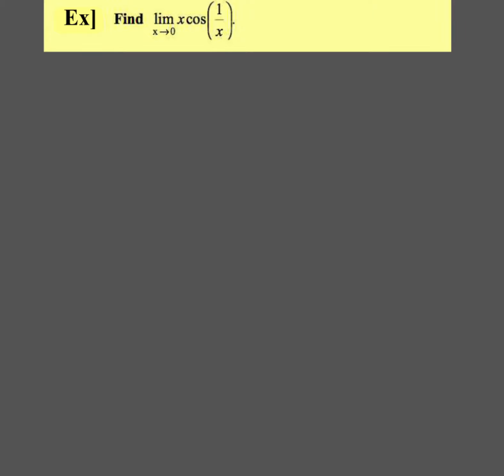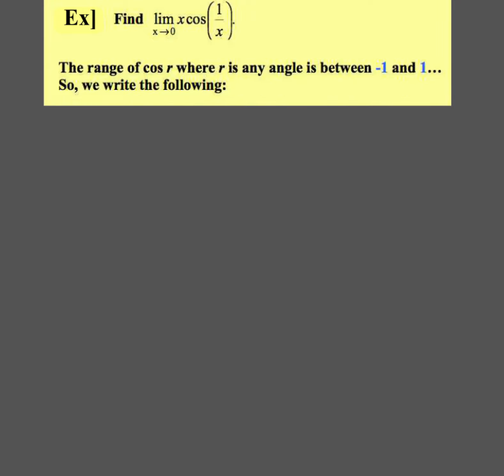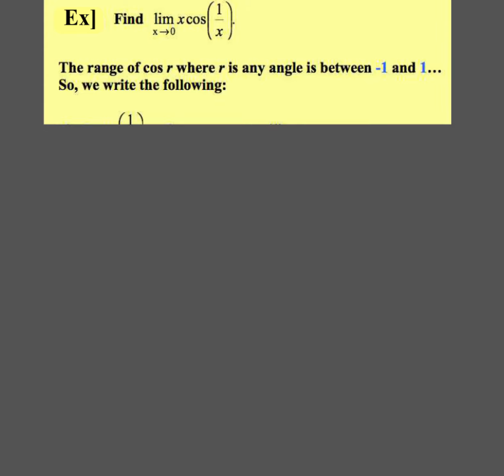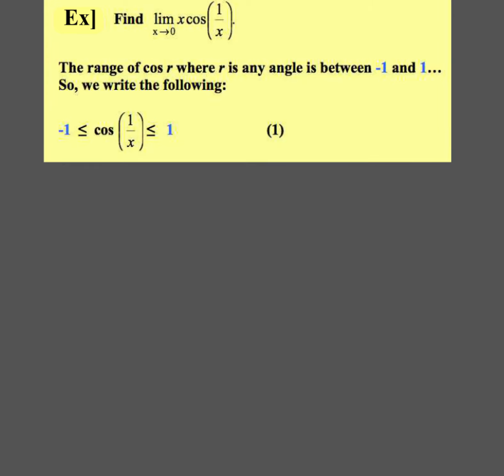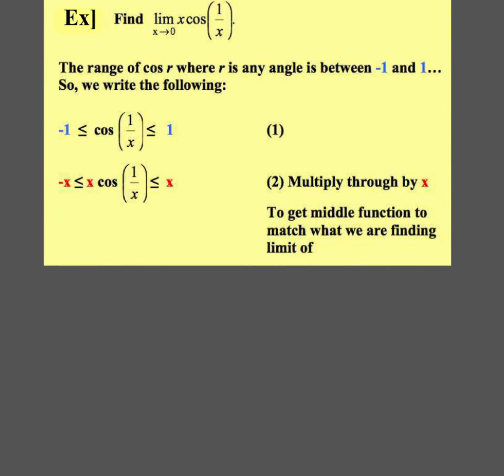Now, one of the things that you should remember from your days of trigonometry is that the cosine function oscillates between -1 and 1. So what we're going to do is rewrite that function cosine of 1 over x. We're going to sandwich that in between these values, -1 and 1. Now in order to get it to look like what's after the limit as x approaches 0 piece, I need to multiply everything through by an x. That way my middle function is going to look like my similar function of what I'm taking the limit of.